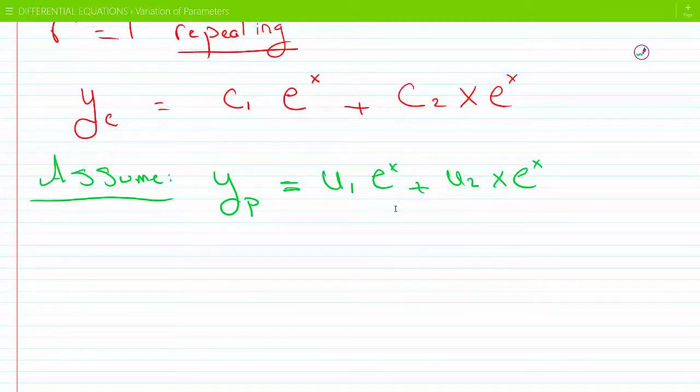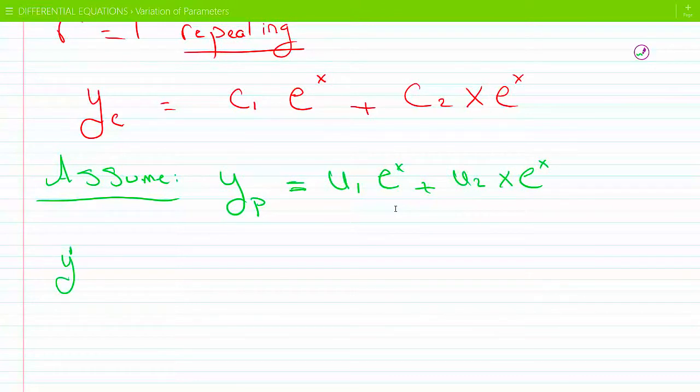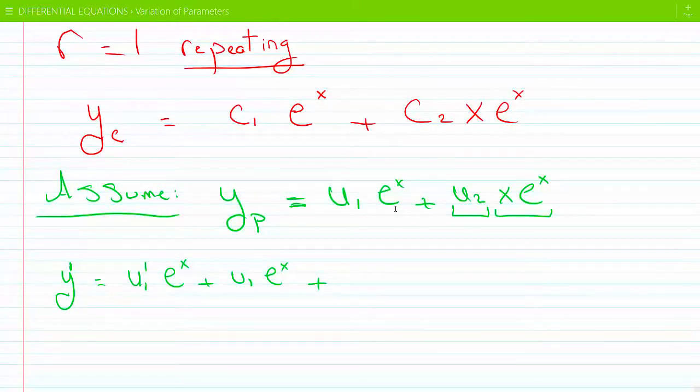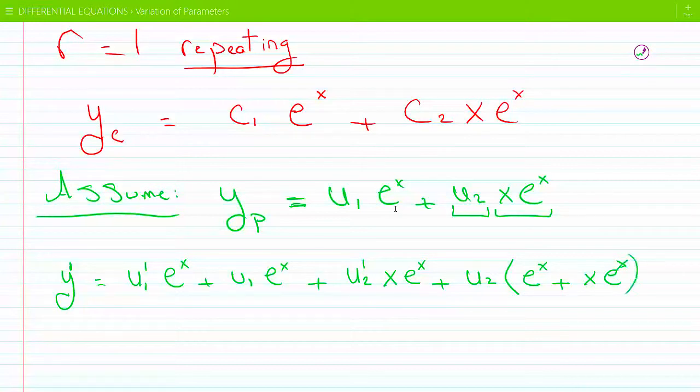And now what you do is you find y prime. So I'm going to use the product rule here. So u1 prime e to the x plus u1 e to the x. And then here we will use the product rule on these two. So plus the first one is u2 prime times the second as is, x e to the x, plus the first as is times the derivative of the second, which is in and of itself a product rule. So the derivative of x is 1 times e to the x plus the first times the derivative of the second, which is e to the x.